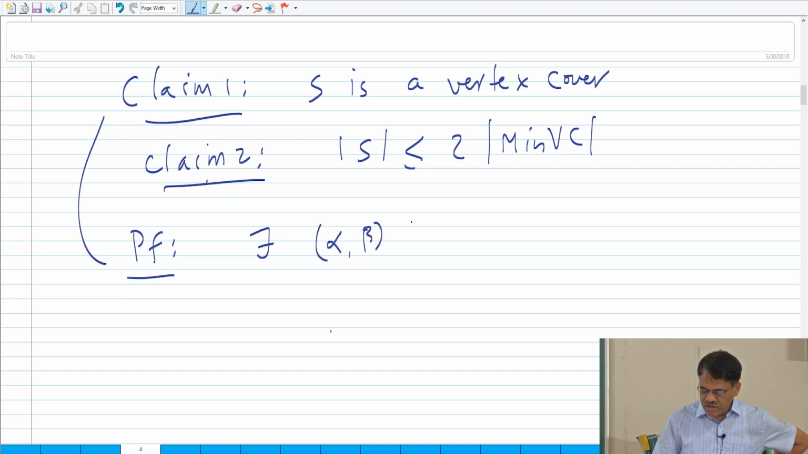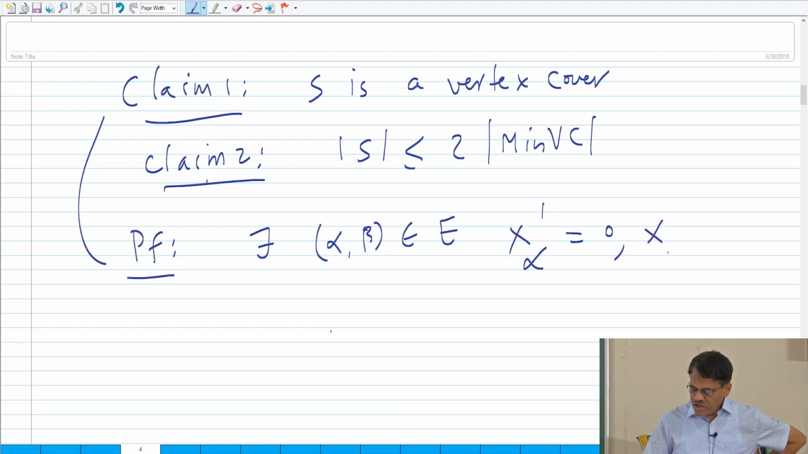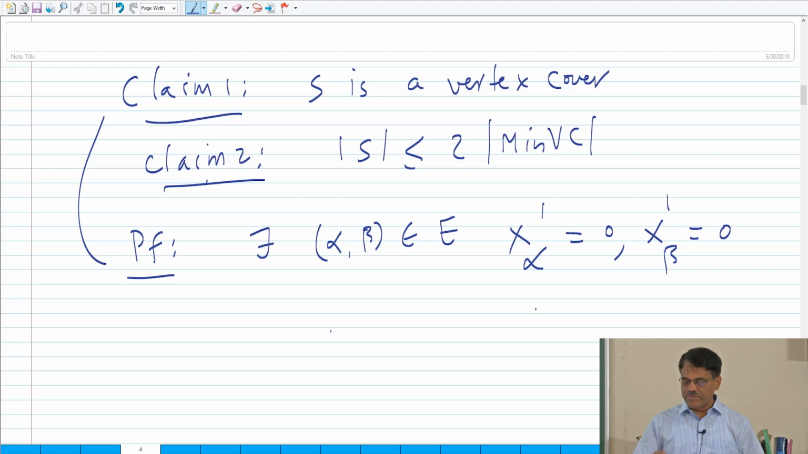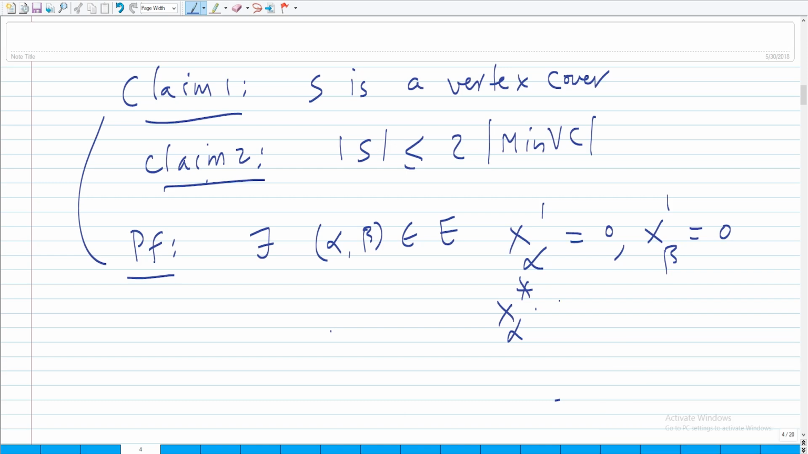alpha beta in E such that x alpha prime is 0 and x beta prime is 0, right, because I picked up all vertices whose primes are 1. What does x alpha prime is 0 mean? x alpha star is less than half, right, that is why I rounded it down. x beta star is less than half. What does that mean? It is not possible. Why not? Because x alpha star plus x beta star is less than 1. But x star was a feasible optimum solution.